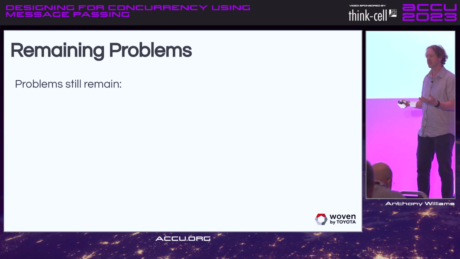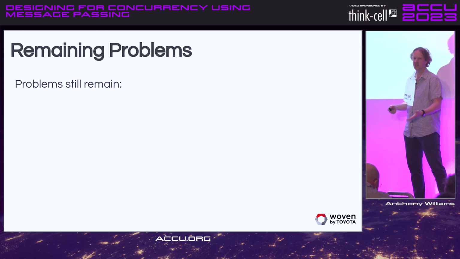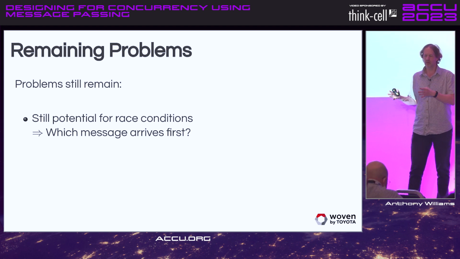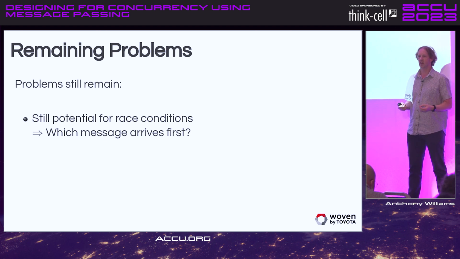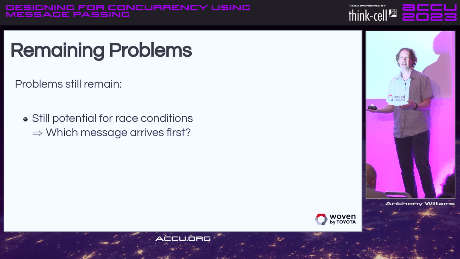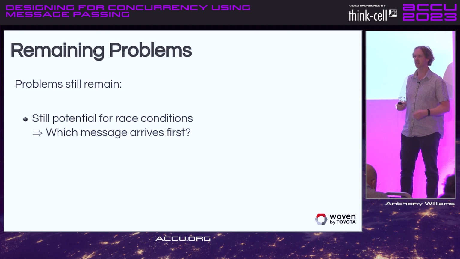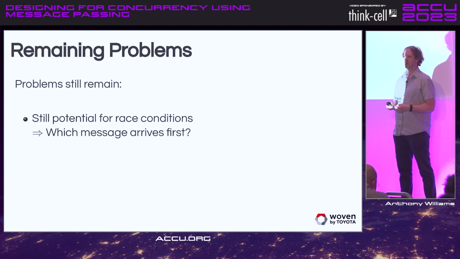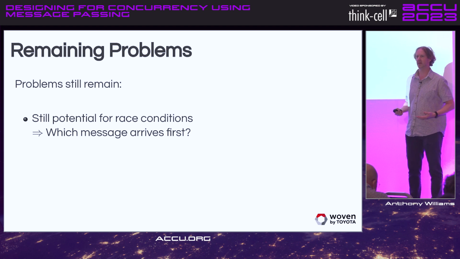We've said there's all these nice things that you can get, but there's still some potential problems. It's not a silver bullet. There is still the potential for race conditions. They're not low-level data races now, but it's things like, I'm sending messages. Which message arrives first? Does it matter? If 2 entities are sending messages to the same third entity, does it matter which message arrives first? That's up to you to think about when you're designing your application.